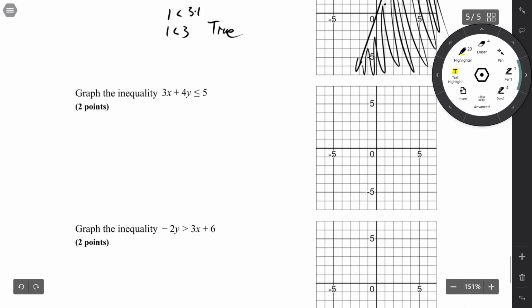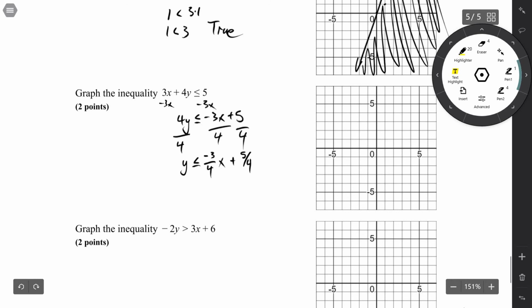All right, next one here. Let's see. I'm going to subtract 3x from both sides. Subtract, not add. What am I doing? Subtract 3x, so I get 4y is less than or equal to negative 3x plus 5. And then I can divide everything by 4. So I'm going to get y is less than or equal to negative 3/4 x plus 5 over 4.